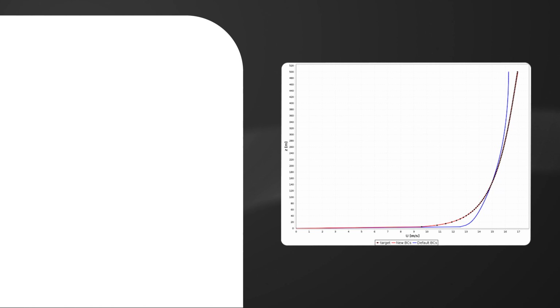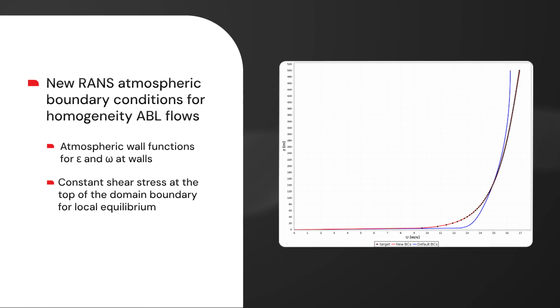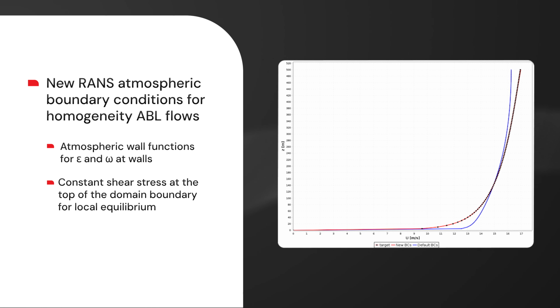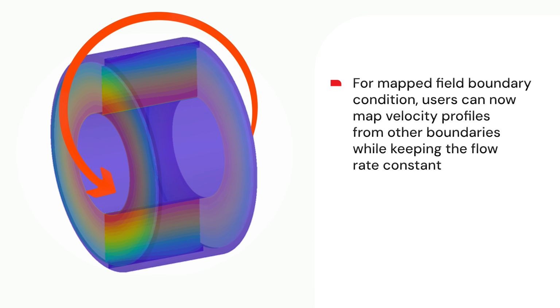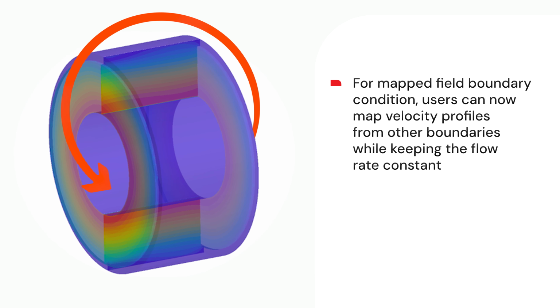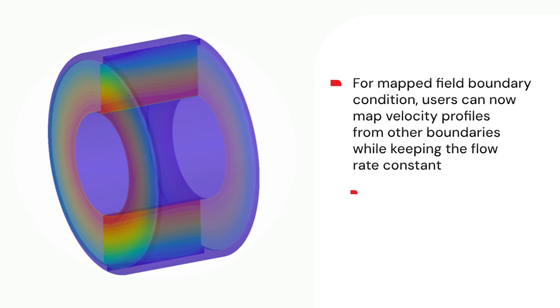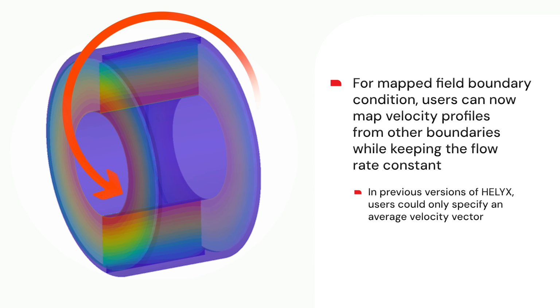In terms of boundary conditions, we added a new RANS atmospheric boundary condition for homogeneous atmospheric boundary layer flows. With respect to our mapped field boundary condition, users can now map velocity profiles from other boundaries while keeping the flow rate constant. In previous versions, users could only specify an average velocity vector.